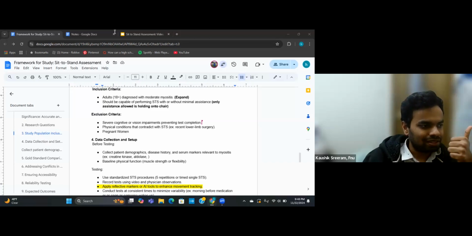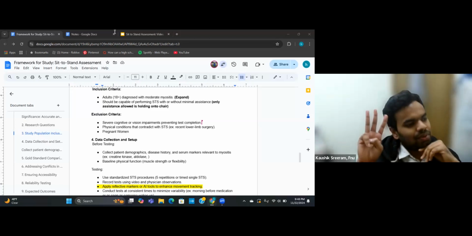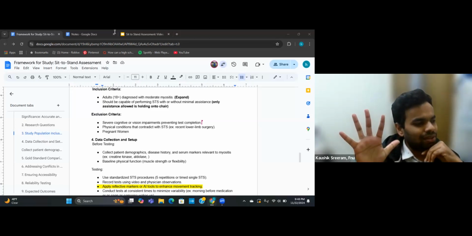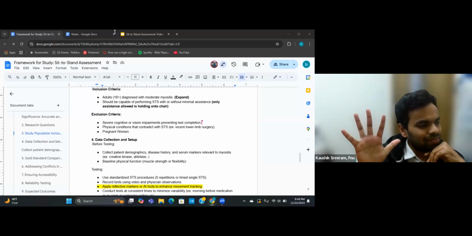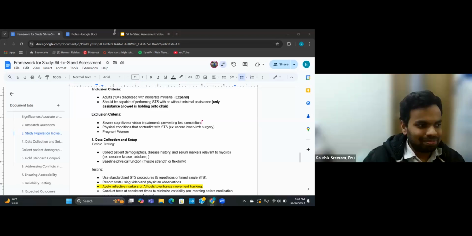The number of medications they're taking that is influencing the disease, right? It could be that they're taking 3 steroids versus 4 steroids versus 5 steroids. So in addition to them having moderate myositis, you would also have to make sure that everyone's taking the same amount of medication.